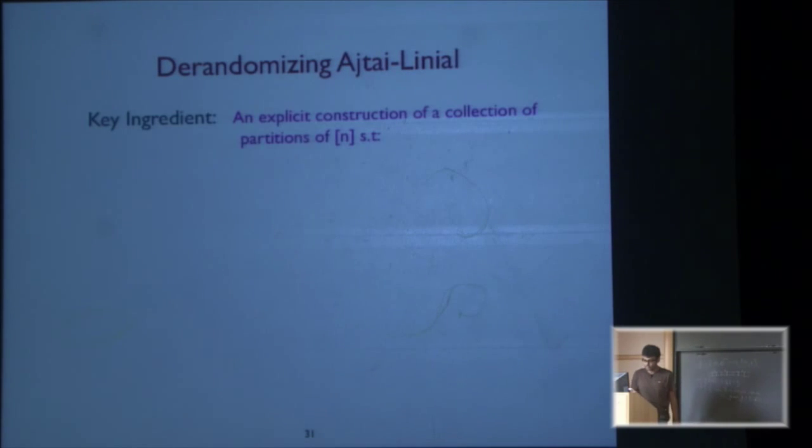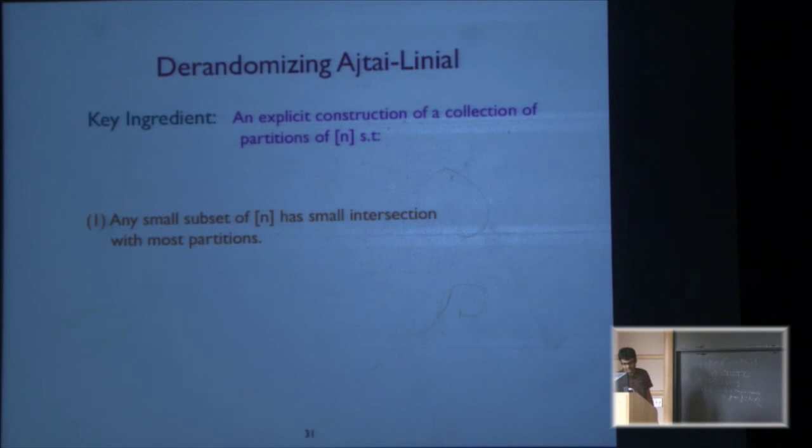So our effort here is essentially de-randomizing Ta-Shma's linear function and also making it monotone. And one key ingredient is coming up with an explicit construction of these partitions. In tomorrow's talk, I'll get into much more detail on this part.